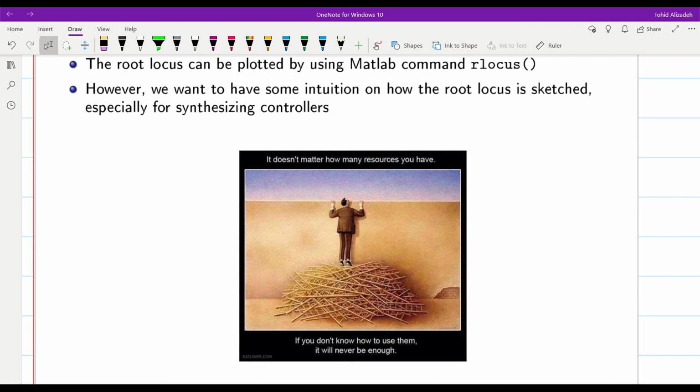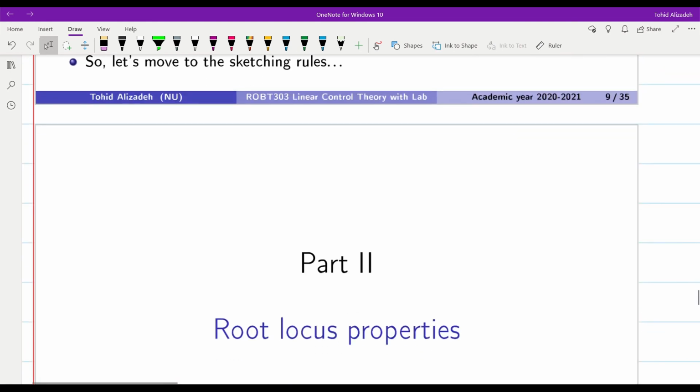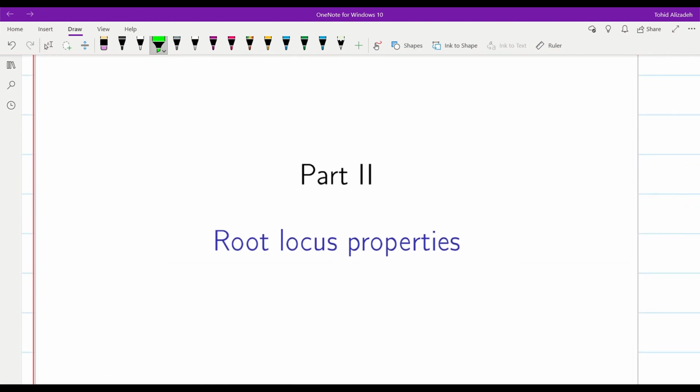Anyway, you can always do it with MATLAB as well, and then compare what you have obtained manually with what you get from MATLAB in order to verify your work. In the next lecture, we will go through some rules or properties that we have for the root locus, which make it possible to draw the root locus plot for a given system with a given number of poles and zeros.